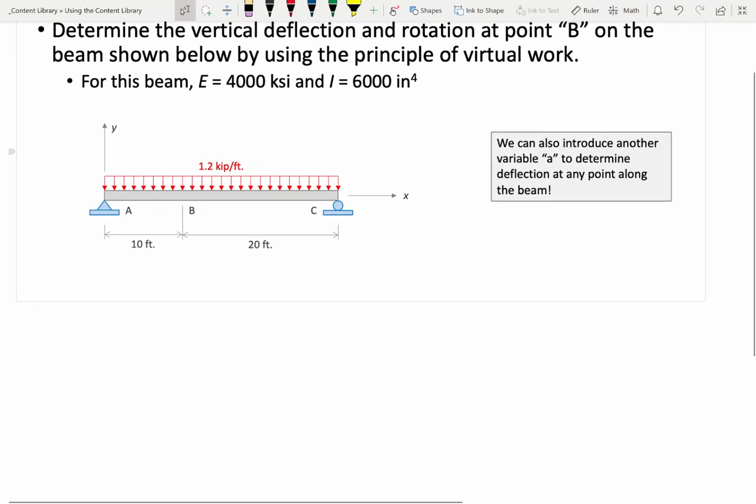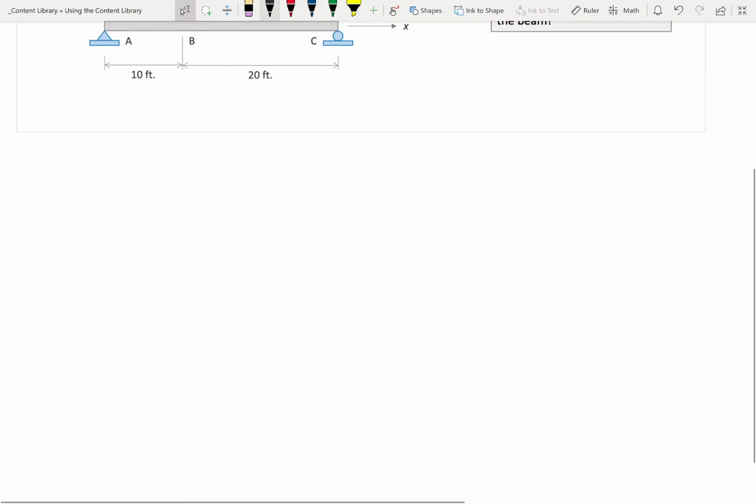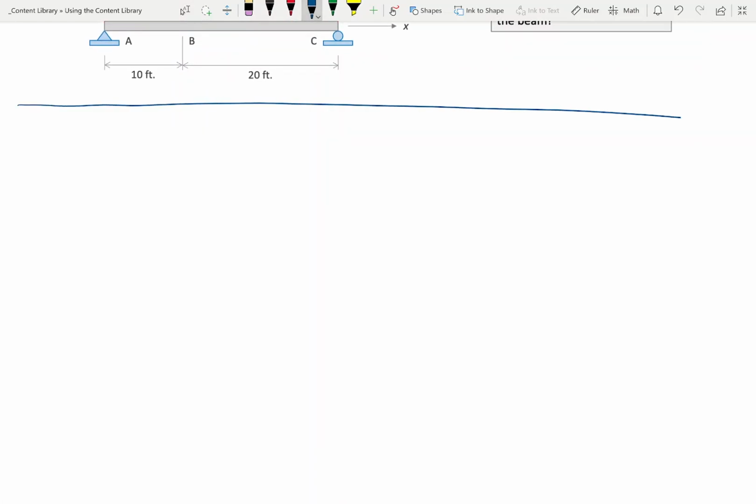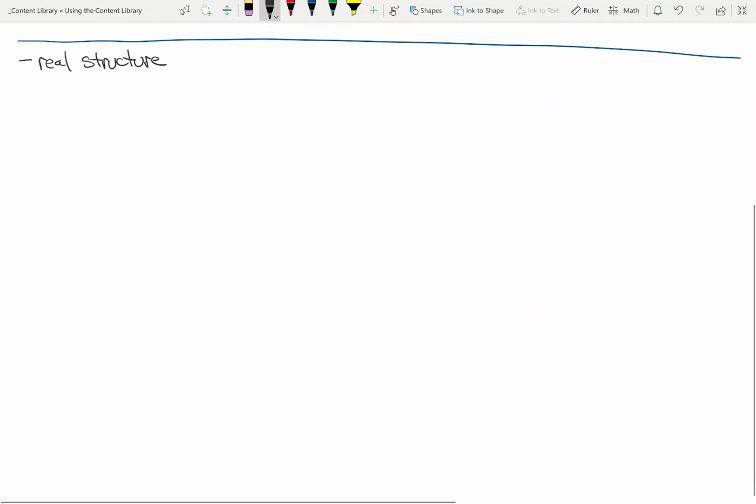Okay. Now let's treat this very generally. Let's do this problem as if we are naive about the response. So let's just do the whole thing. So let's look at the real structure, okay? And there's a couple things we're going to do. So here's the structure.